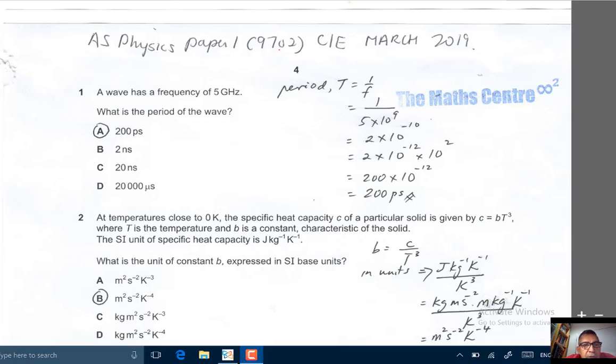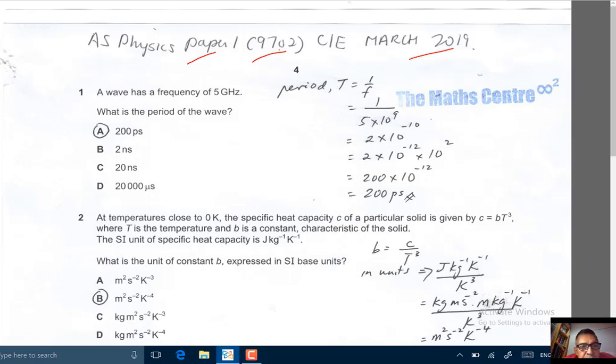Hi, in this video we are going to be looking at two multiple choice questions from a recent physics exam. The subject code is 9702. We're looking at paper 1, March 2019.